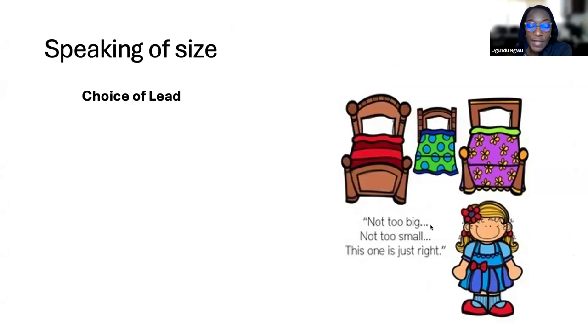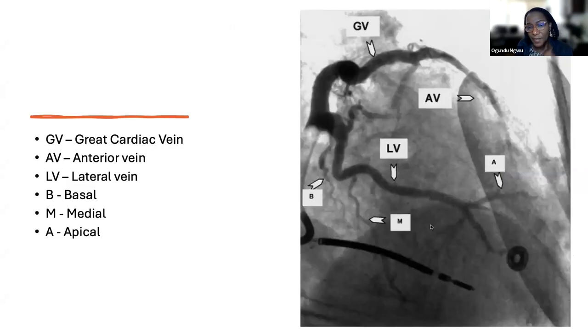So speaking of lead size as well, you have to look at the size of the lead based on your CS venogram. Your lead cannot be too big, cannot be too small, because you have to be able to get into the vessel and get good stability. So this is an example of lead size.